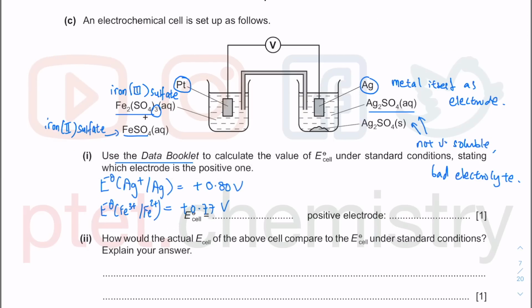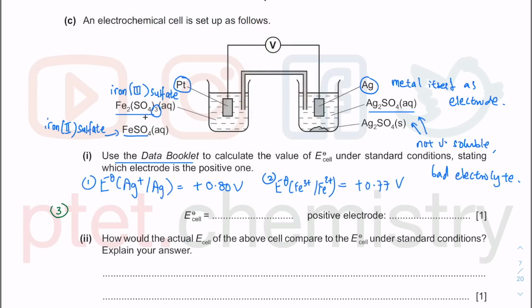So what can I do here? Let me see if I can move it around a little bit more. So 1, 2. Then what do I do next? I just need to find E cell.